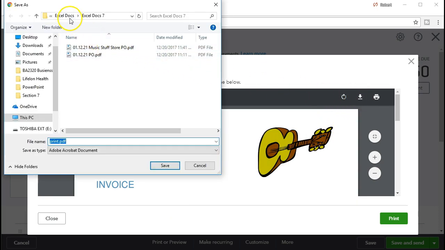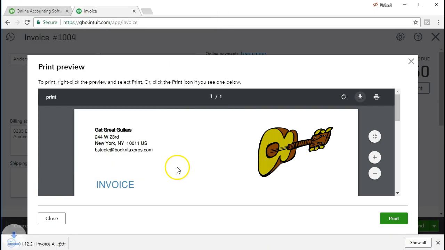And we're going to put that into this folder. So it looks like it's going where I would like it to go. So I'm just going to save that. We're going to say invoice Anderson. And I'm going to just put the date 01/12/21, something like that. And save that invoice. And there we have that.